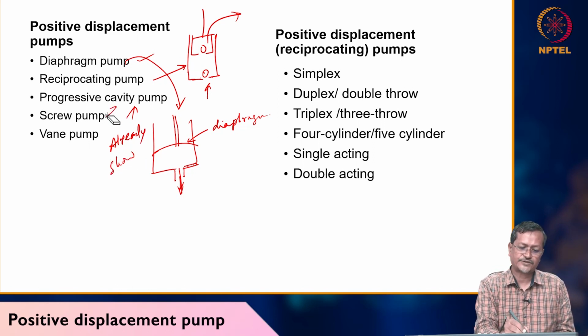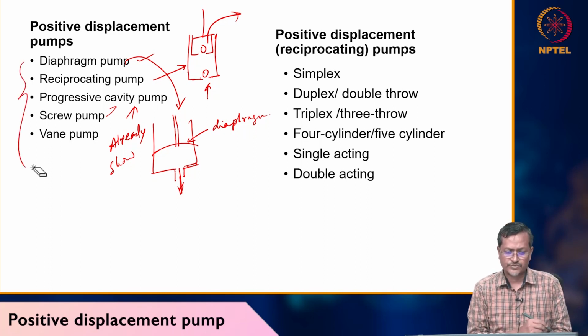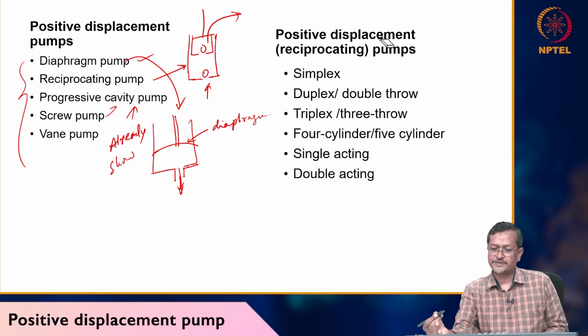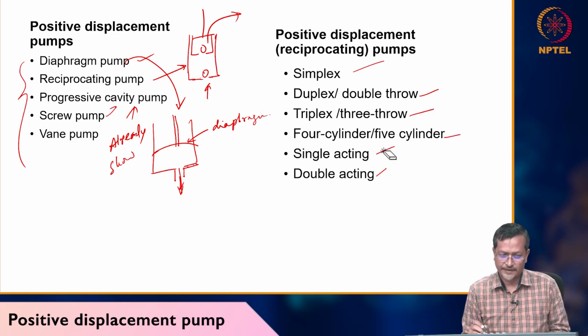Screw pump is actually one type of progressive cavity pump. There is another, vane pump. There will be scroll pump. Many types of positive displacement pumps are there. And positive displacement pump again, it can be like simplex pump, duplex pump, triplex, multi-cylinder, single acting, double acting. So many types of pumps will be there.